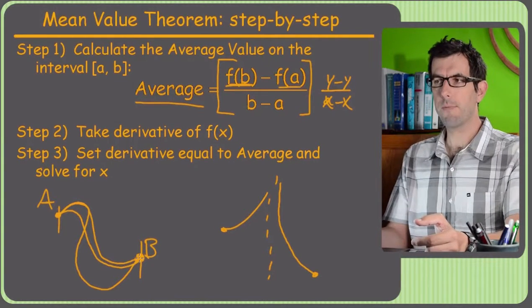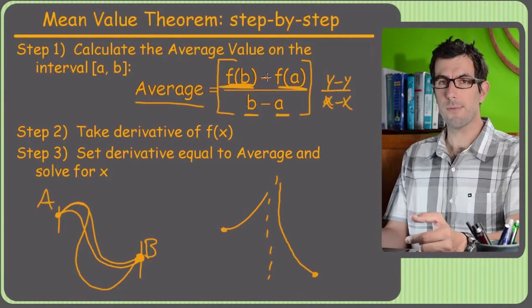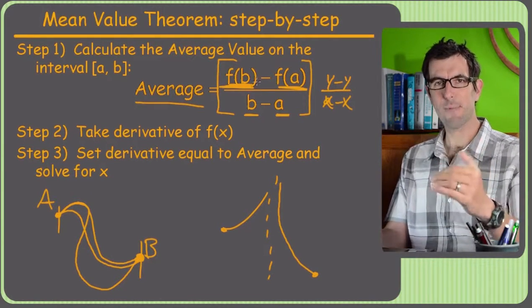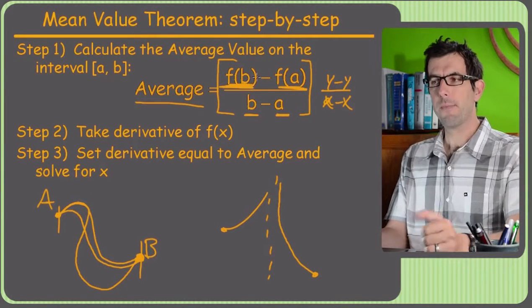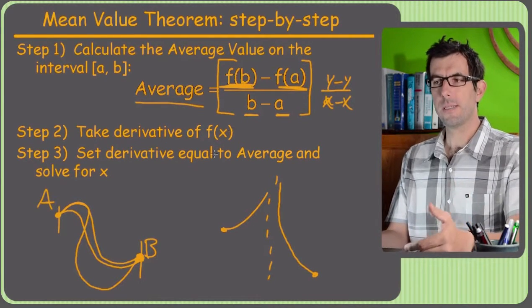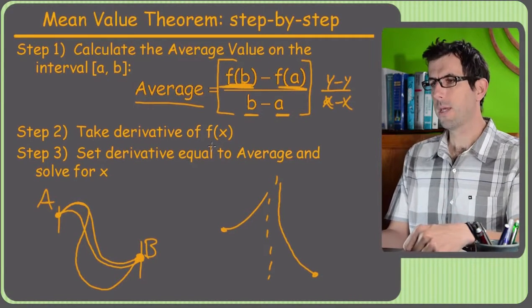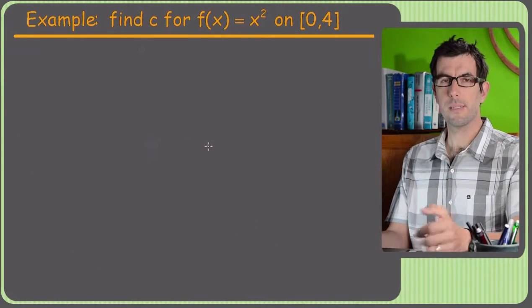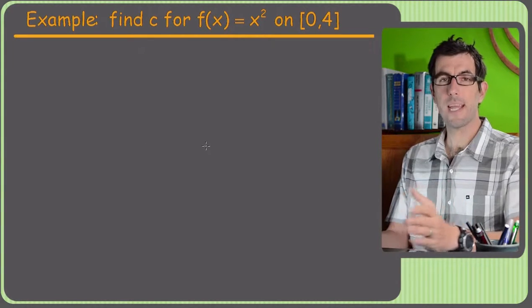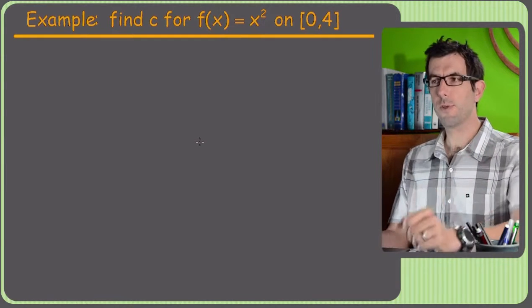So you just need the y-coordinate of B minus the y-coordinate of A, divided by the x-coordinate of B minus the x-coordinate of A. Once we find this average value, and I know there's a lot to take in, we're going to do a bunch of practice problems in a second, but once you find that average value, it's really simple. You just take the derivative of the function, set it equal to that number you just got, and solve for x. Because usually what they're asking for is the point, that x value, like where in between A and B would the slope equal that?